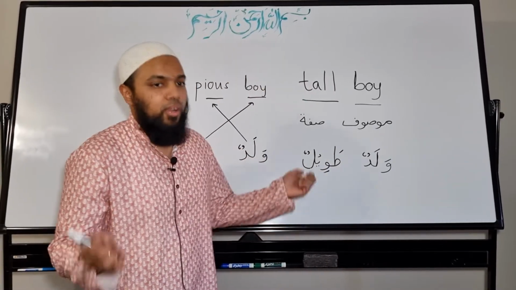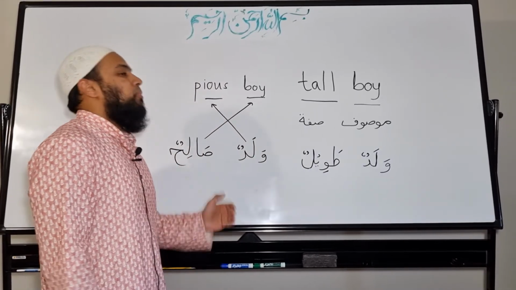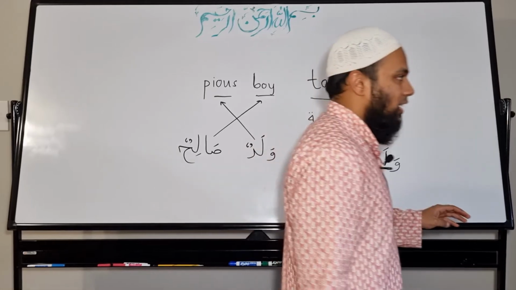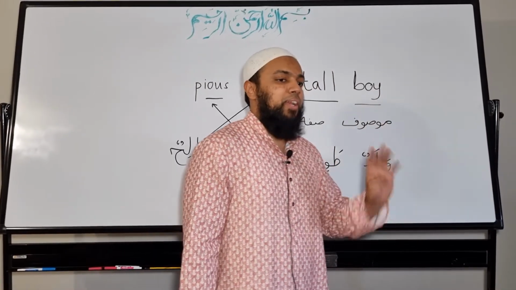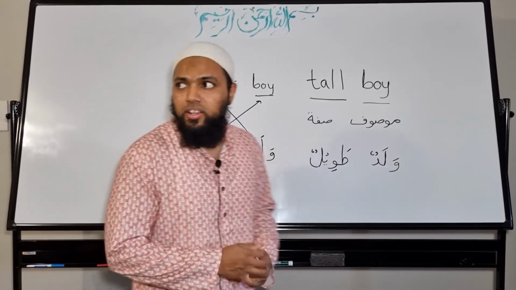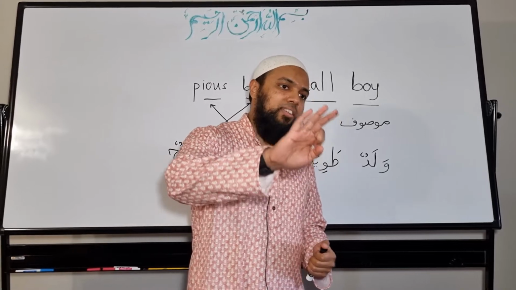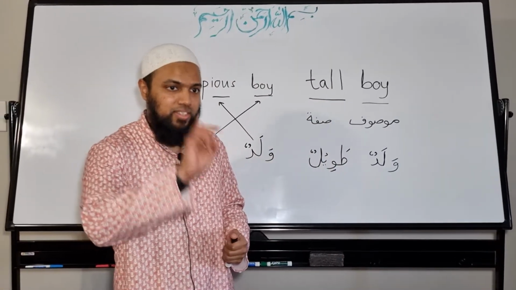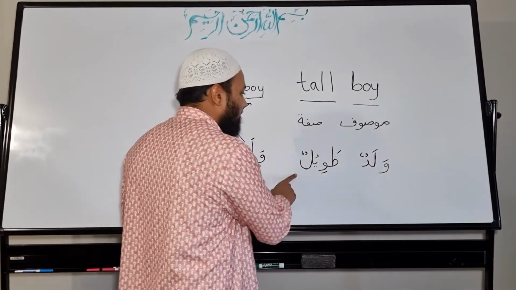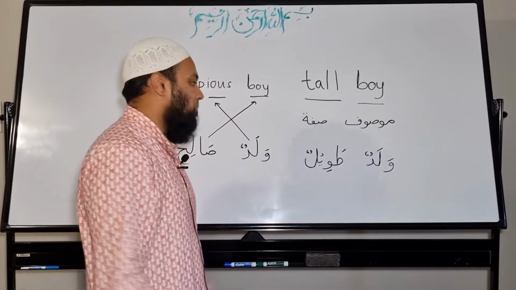So what are the rules of murakkab tawsifi? They are very, very simple. In all the four aspects of the ism, what are the four aspects? The i'rab, jins, adad, wus'at. In all the four aspects, the sifat follows the mausuf. What do I mean by that?